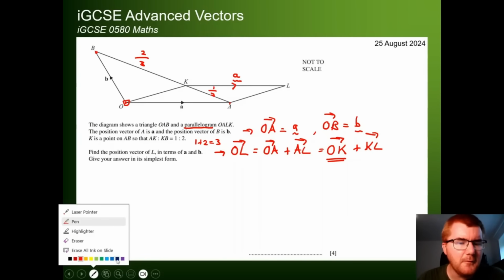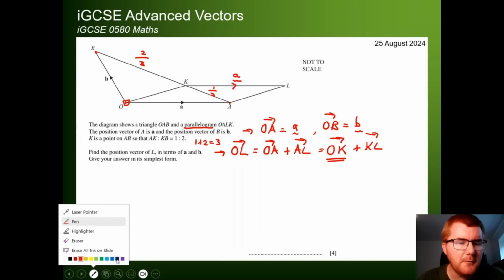Well, to go from B to A, I can go from B to O and O to A. So I'm going to write that in, B to O and O to A. Now the vector B to O, because I'm going against the arrow, is going to be minus B, and O to A, I already know this is plus A. However, in order to work out this O to K, I need this section of my vector here in order to do O to B and B to K.